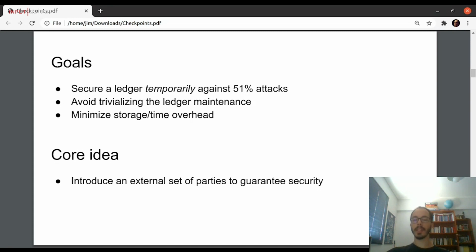The core idea to protect the system if a 51% adversary exists is to introduce an external set of parties that guarantee security. The problem with 51% attackers is that the root of trust fails, because the root of trust in general is proof of work. Now, if we can't trust proof of work, we need somebody to trust in order to agree on what the correct ledger is. And that somebody needs to be someone outside of the system. This is why we introduce an external set of parties that practically checkpoint the ledger.